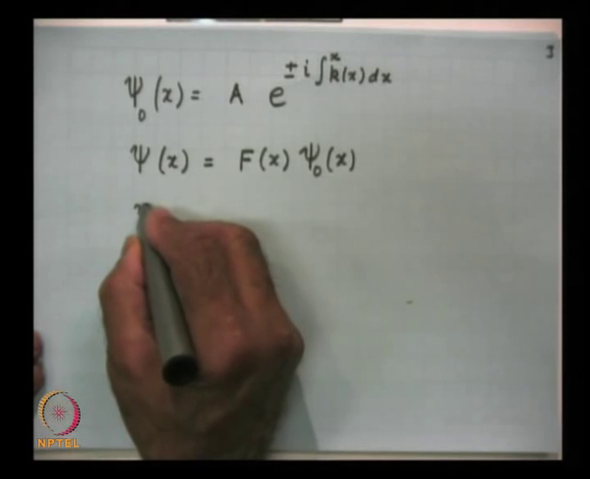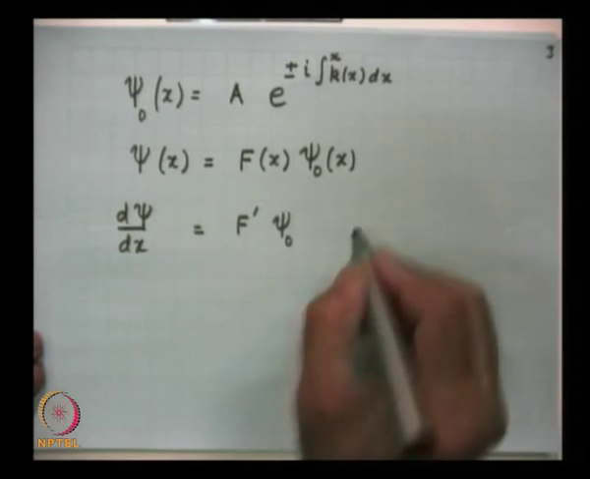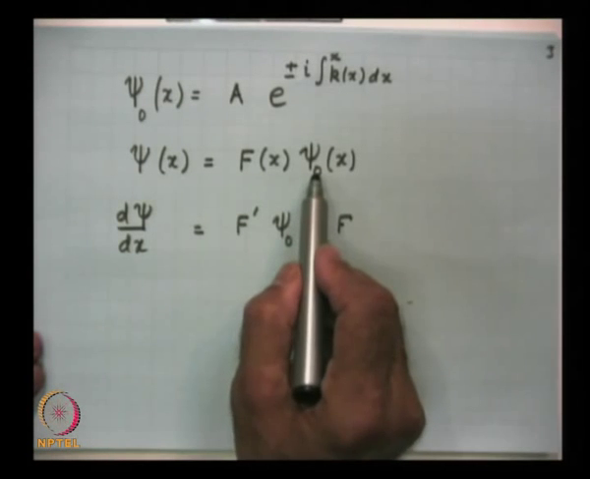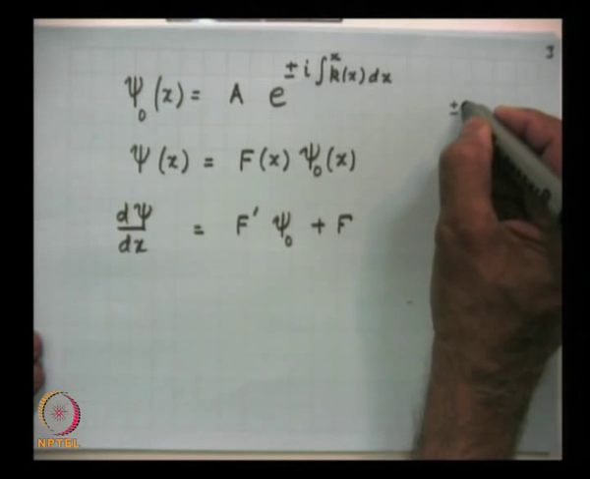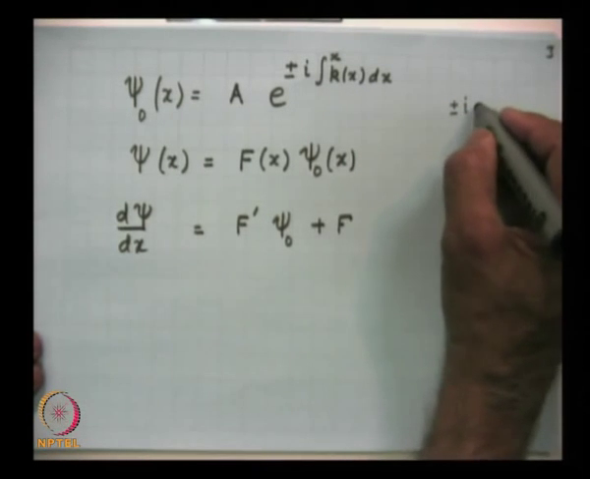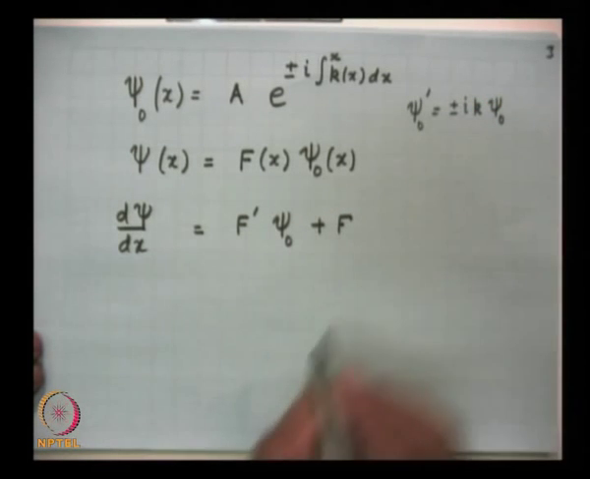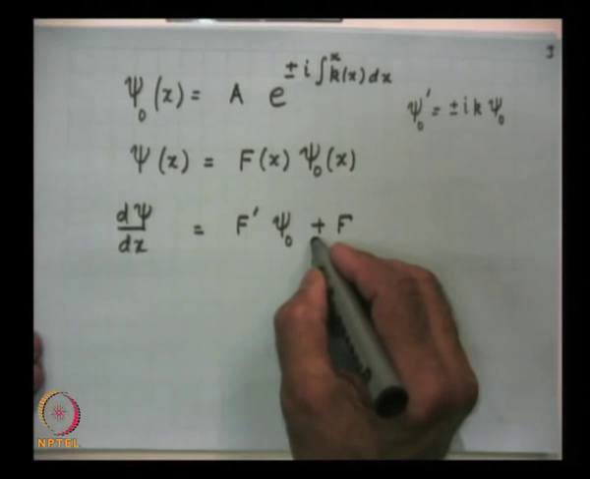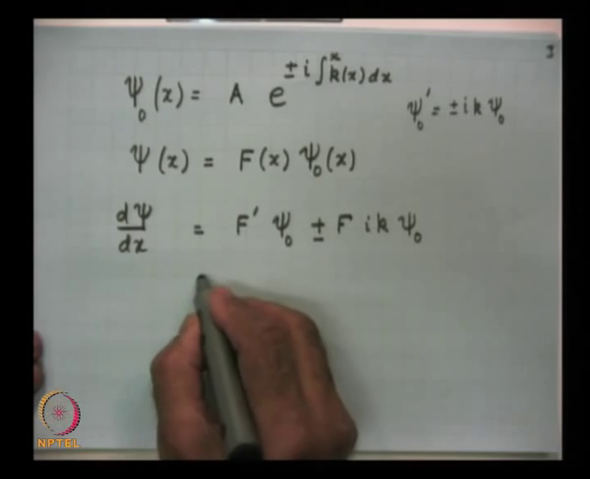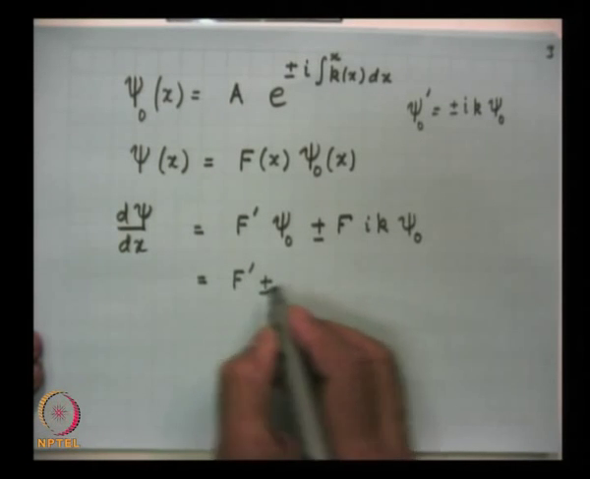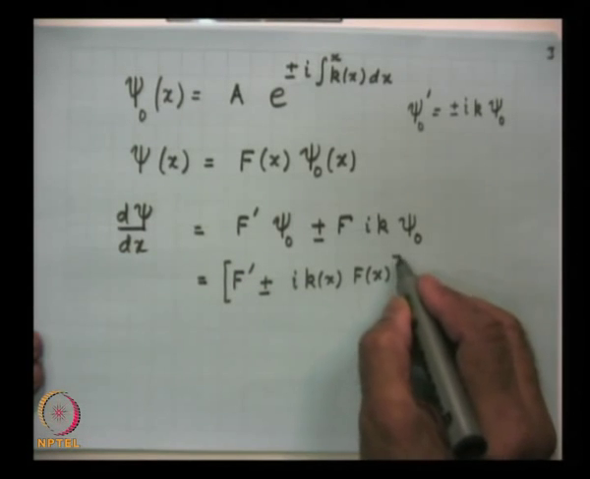So, you have d psi by dx, or psi prime, equal to f prime psi 0 plus f psi 0 prime. If you differentiate psi 0, the differential of plus minus I integral of k of x dx is just k times psi 0. So, psi 0 prime is equal to plus minus I k of x psi 0. So, I can write this down as f prime plus minus I k of x f of x, times psi 0 of x.